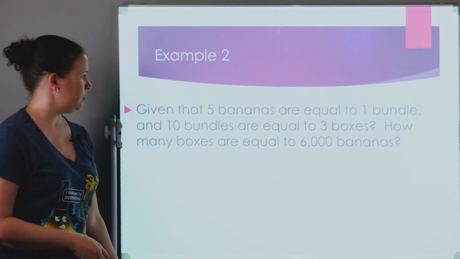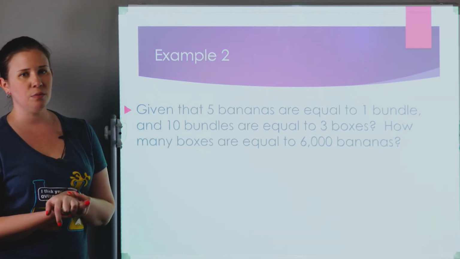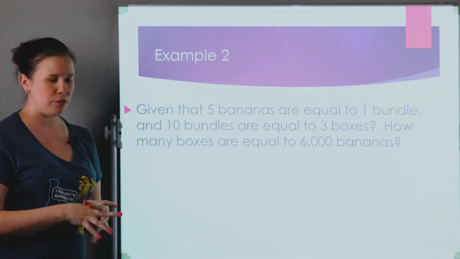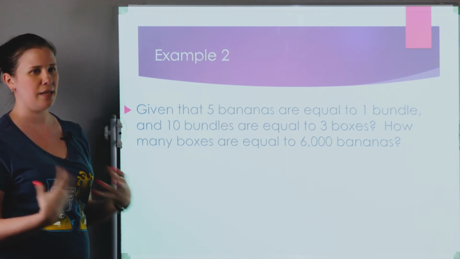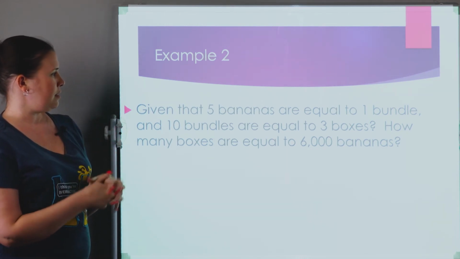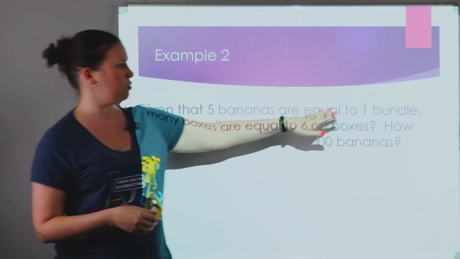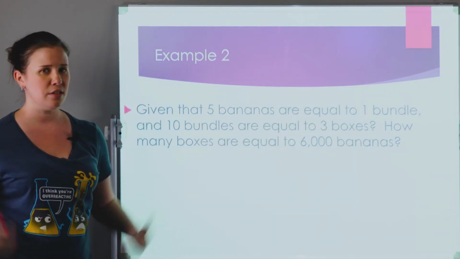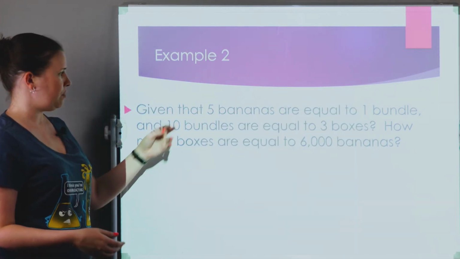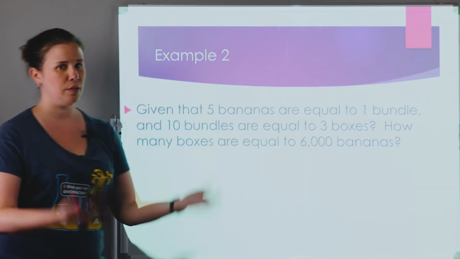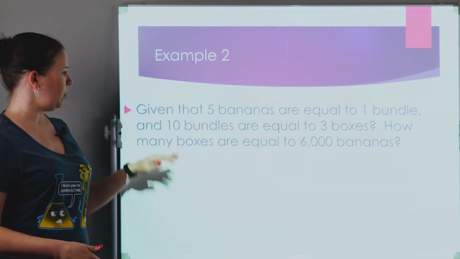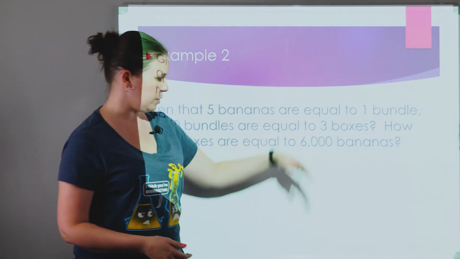All right, let's look at another example. In this one, we're going to use some kind of weird made-up units and equivalency so that we can really test the process. So this is given that we have 5 bananas equal to a bundle. Think of that as like 60 minutes equal to an hour. And we have 10 bundles equal to 3 boxes. So again, that's just an equivalency. How many boxes are equal to 6,000 bananas?